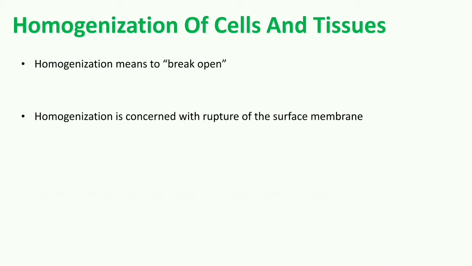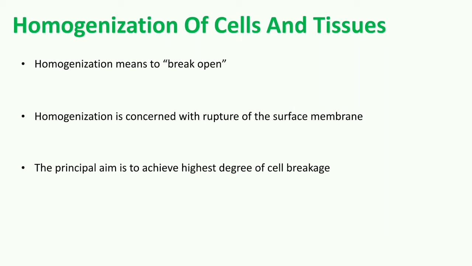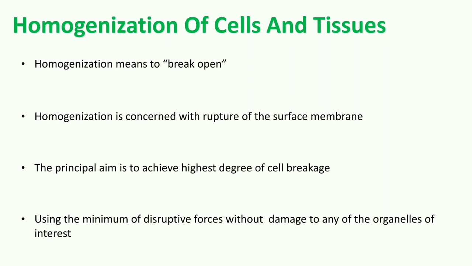Homogenization is mainly concerned with rupturing the surface. The principal aim is to achieve the highest degree of cell breakage, but at the same time, care should be taken to use minimum disruptive forces without damaging any organelle of interest.